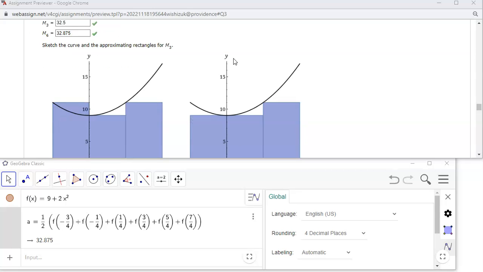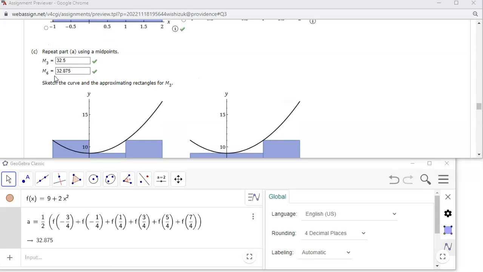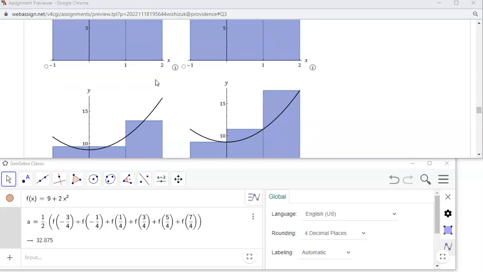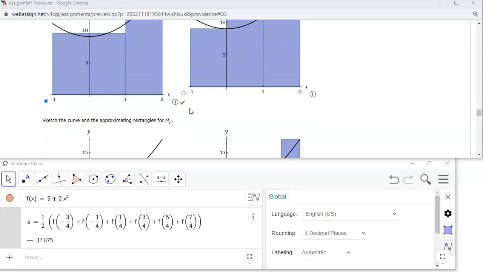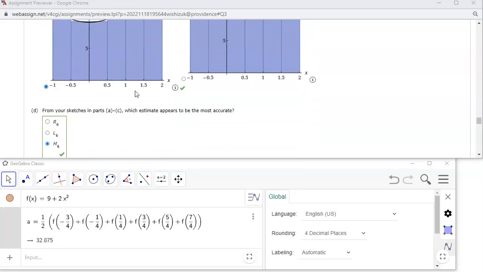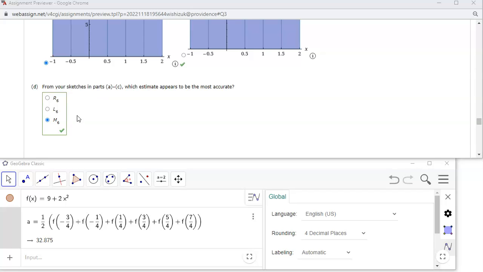All right, it came back and it looks like we got the M6 correctly as well. We have the correct picture for M3 and the correct picture for M6, and M6 is probably the best, most accurate one. All right, that's it. I hope that this was clear.